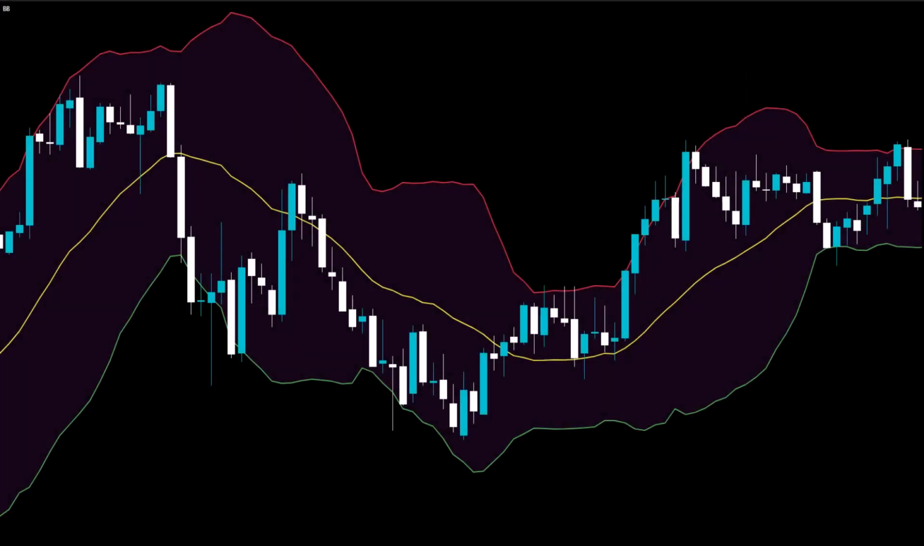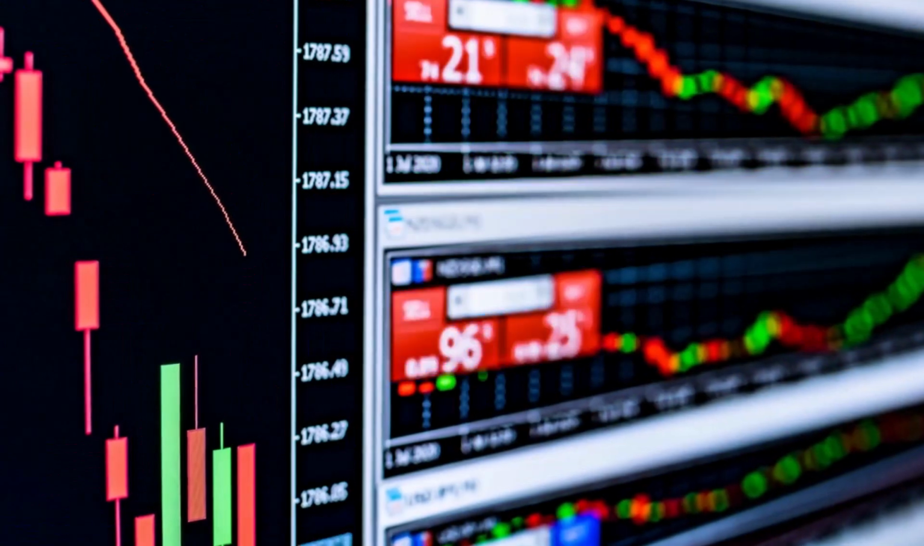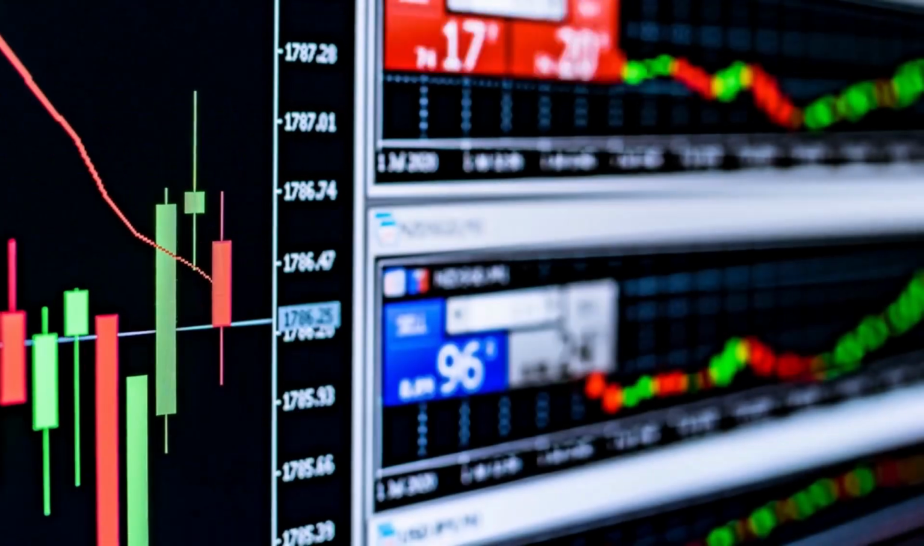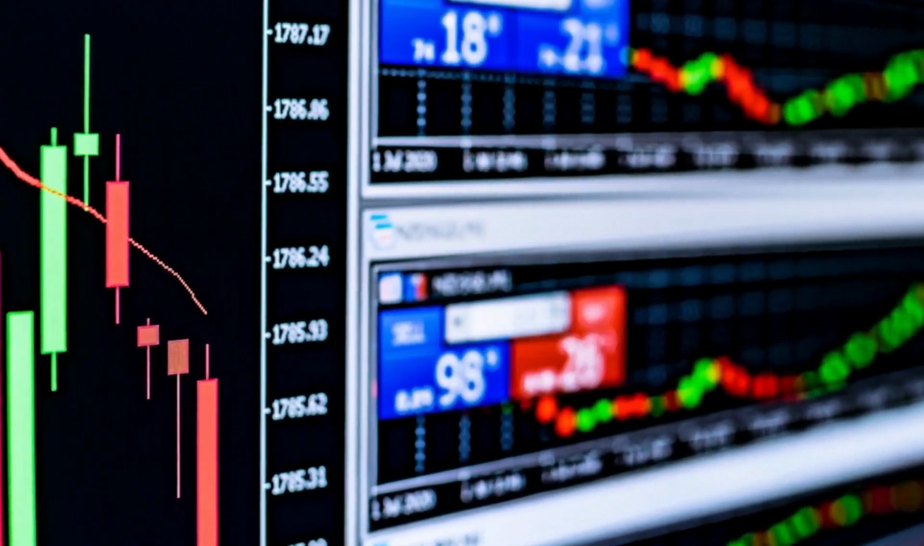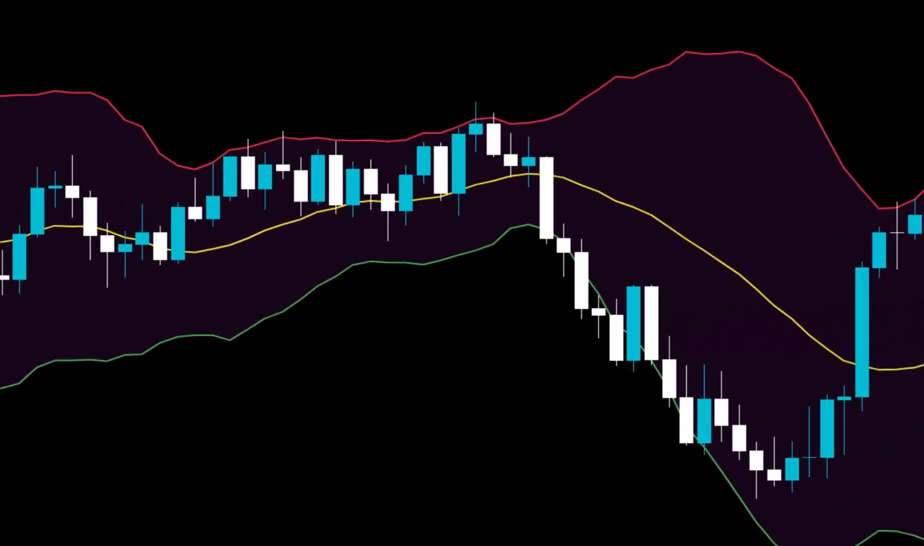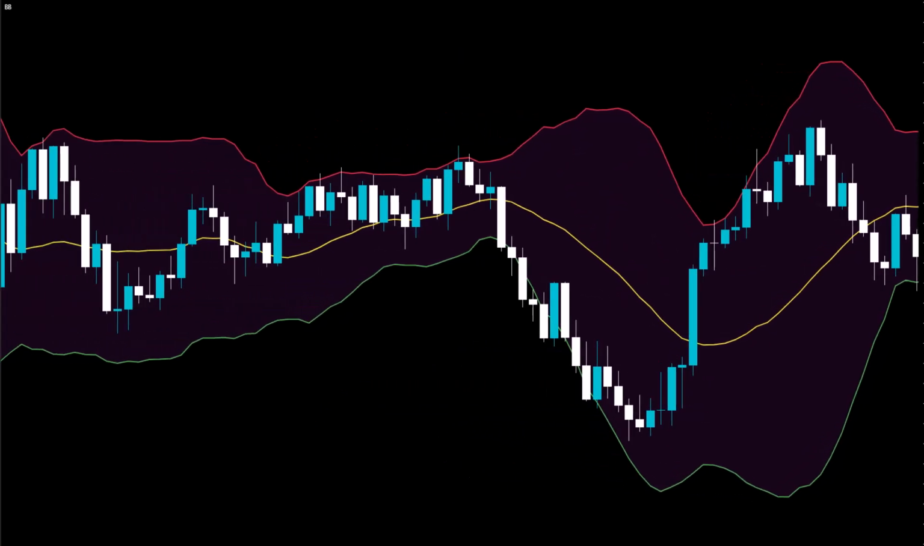The Bollinger Bands indicator is a powerful tool for analyzing market volatility. But before we dive into it, let's first understand what volatility means. Simply put, volatility refers to the speed at which price moves. The market doesn't always move at a constant pace. Sometimes we see periods of low volatility, where price moves slowly over time, and other times high volatility, where price moves rapidly. In this video, we'll cover everything you need to know about Bollinger Bands.